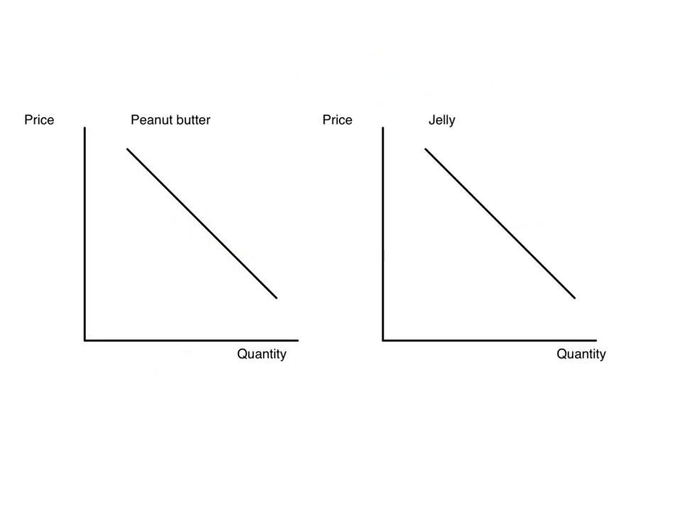Now, let's consider two goods that are complements. Peanut butter and jelly, these are complements. And again, let's suppose that the price of peanut butter were to rise, and that would result in a movement along the demand curve for peanut butter. Less peanut butter would be consumed. Since consumers are purchasing less peanut butter, and peanut butter and jelly go well together on a peanut butter and jelly sandwich.